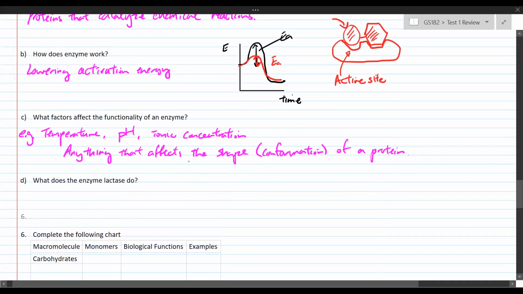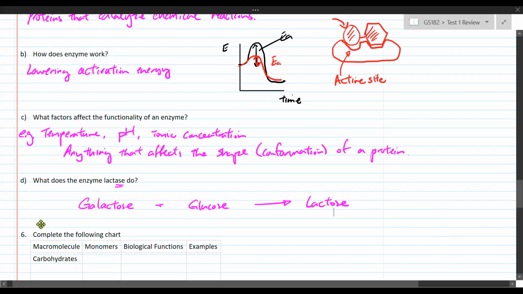What does the enzyme lactase do? Anytime we have something that ends with ASE, it's likely to be an enzyme. And lactase basically breaks down lactose. So we have galactose plus glucose, which makes lactose.